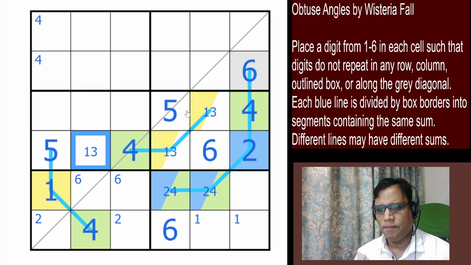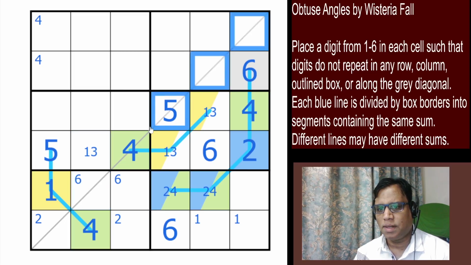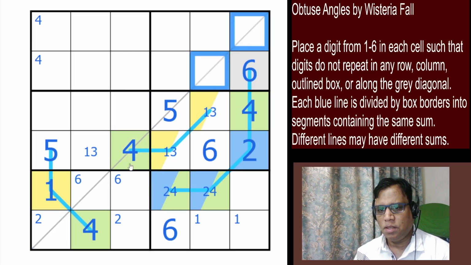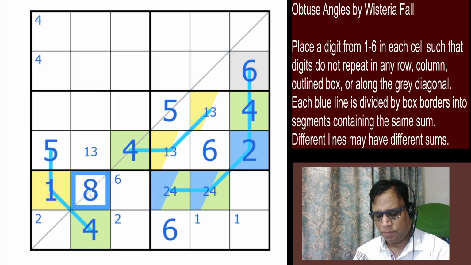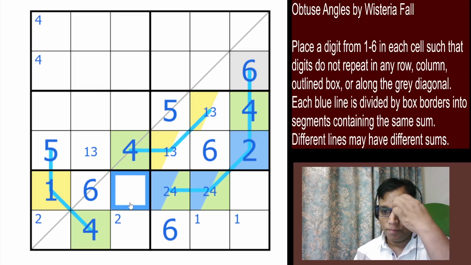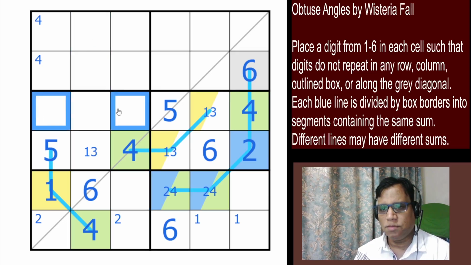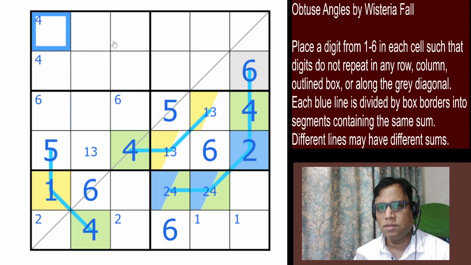4, 5. 6 cannot be. Oh, 6. Now look at the diagonal, right? Where could 6 go on the diagonal? It cannot be here because of this. 6 cannot be here. The only place for 6 is here. So that's not 6. So now 6 is not here. 6 is one of this, and here 6 is one of this.